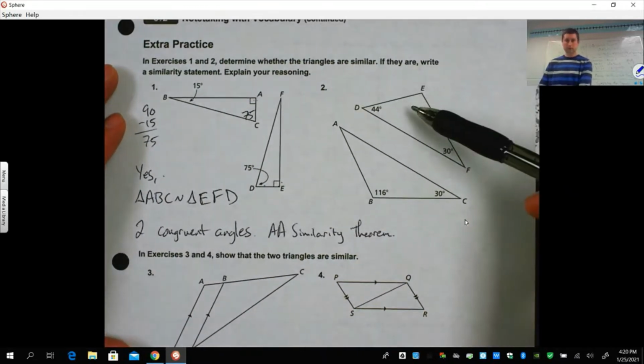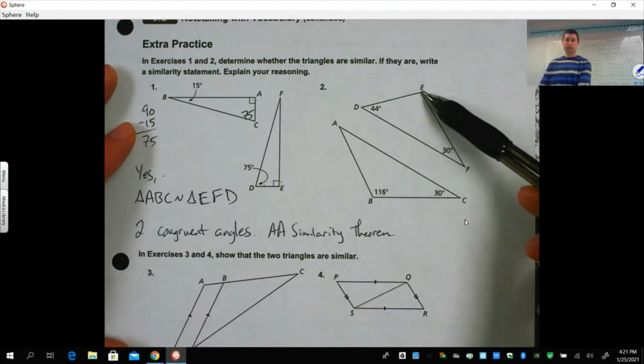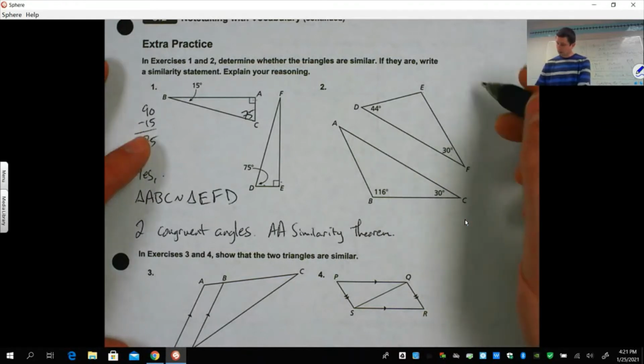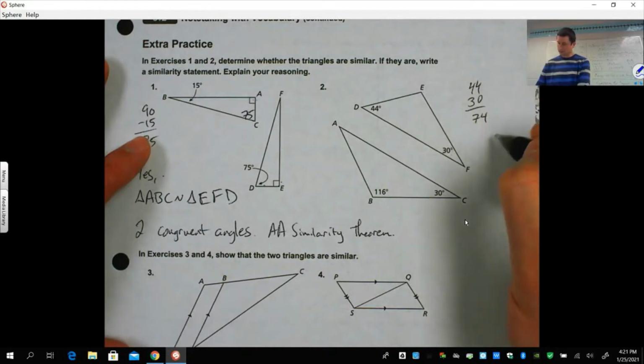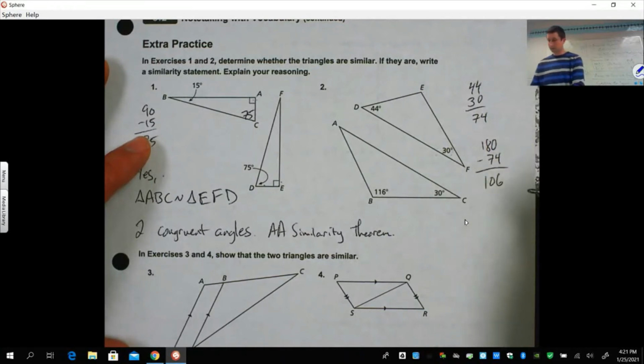Example 2. One triangle. We have 44 and 30. This one has a 30. So we need to see if this other one is 116, or in here we could see if that one's 44. So if I do 44 and 30, add them together, I get 74. I'm going to take 180 minus 74, and I get 106. 106 plus 74 would be 180.